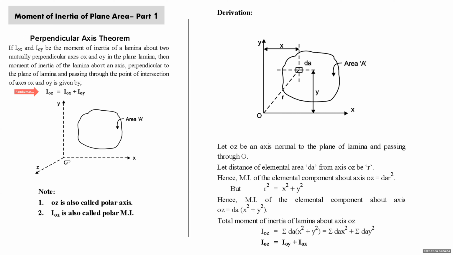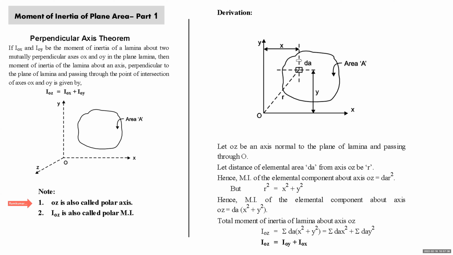Identically, we had learnt it for mass moment of inertia. I repeat again, IOX and IOY are the moments of inertia of this lamina of area A about OX and OY. OX and OY are the two mutually perpendicular axes in the plane of the lamina. OZ is the axis which is perpendicular to the plane of the lamina and passing through the point of intersection of the axes. IOZ is equal to IOX plus IOY. This is the statement of the perpendicular axis theorem. Then we will derive it also. Now here you should understand that the OZ axis is also called the polar axis. Moment of inertia about the polar axis is also called polar moment of inertia. Now, to derive the perpendicular axis theorem, I'm considering the same lamina of area A.